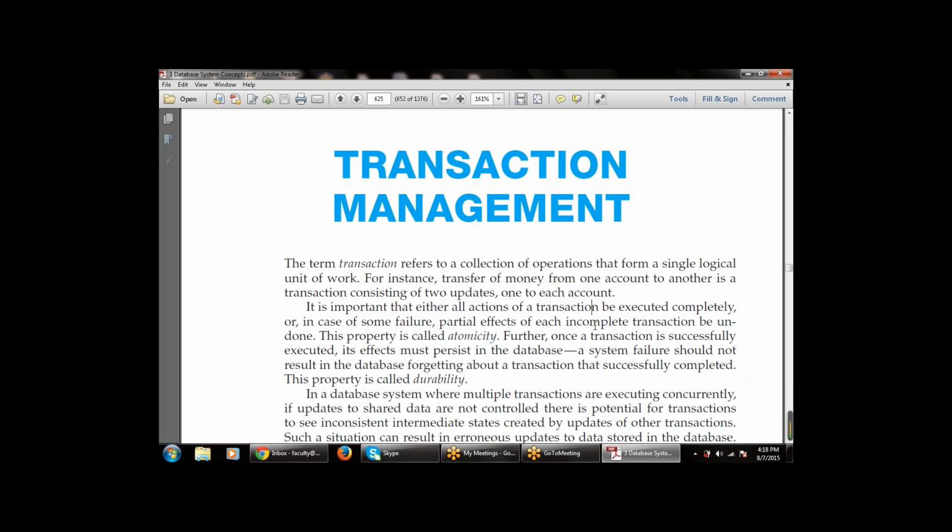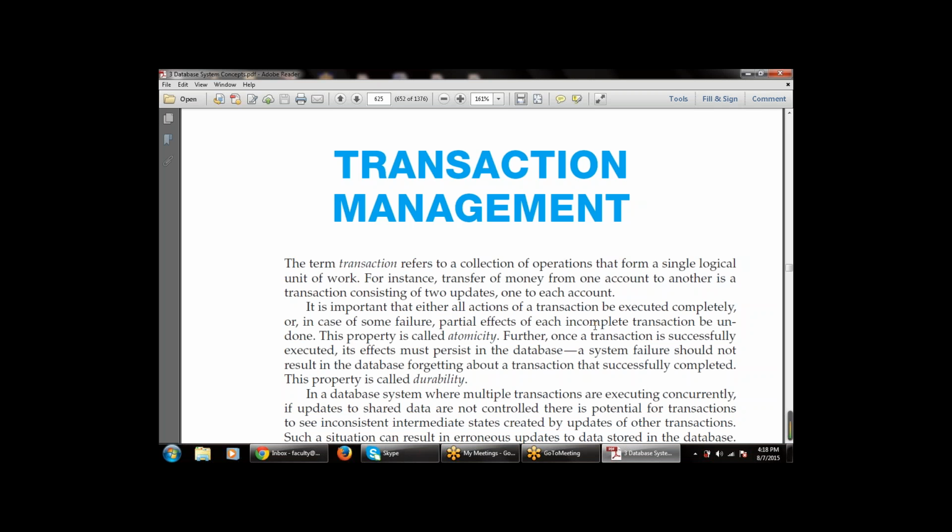Further, once a transaction is successfully executed, its effect must persist in the database. That is, once the transaction has successfully finished, its effects must be present in the database. A system failure should not result in a database forgetting about a transaction that successfully completed. This property is known as durability. So we are talking about two properties of a transaction, durability and atomicity.